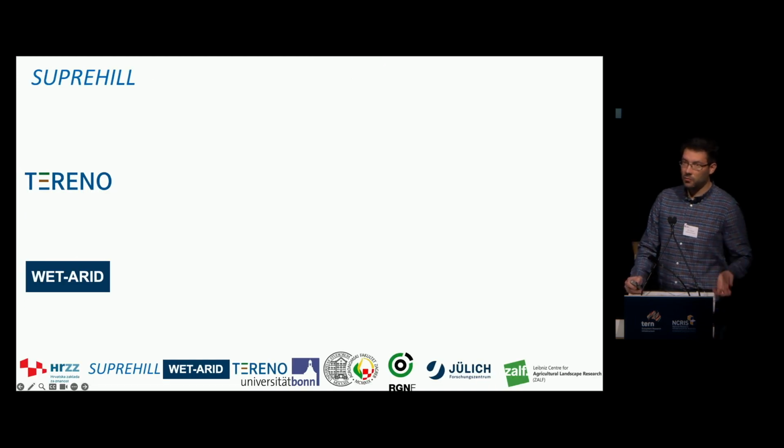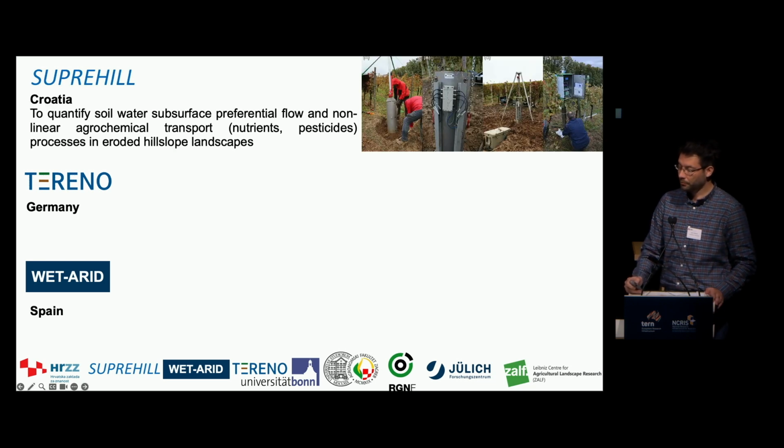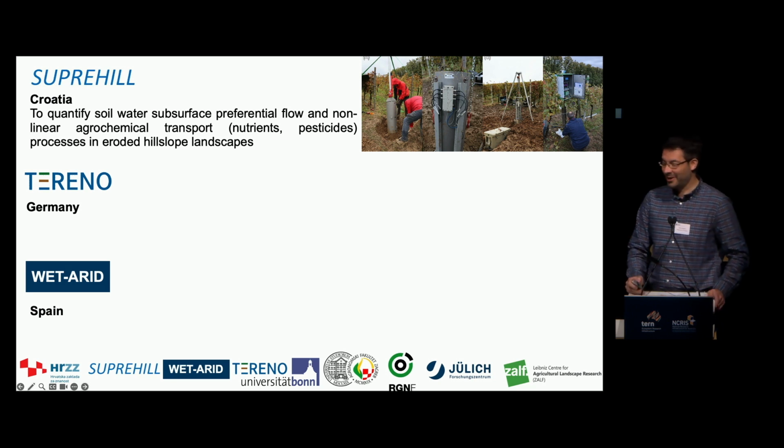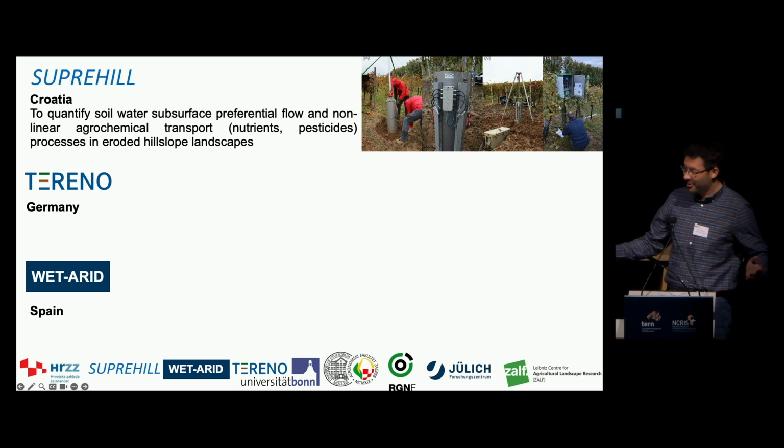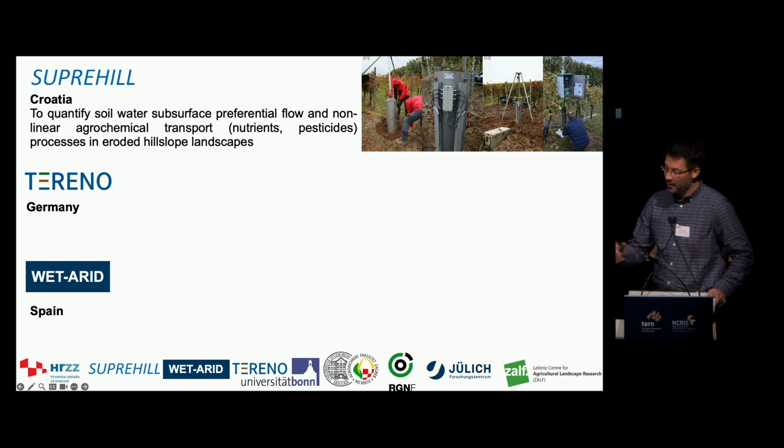So I will present three critical zone observatory sites from Europe. I lead the Superhill in Croatia. It's not on one of the beautiful islands. Unfortunately, it's in the continental part, which is close to a continental climate, so very harsh winters and very, very warm summers. So we want to quantify subsurface preferential flow and agrochemical transport.